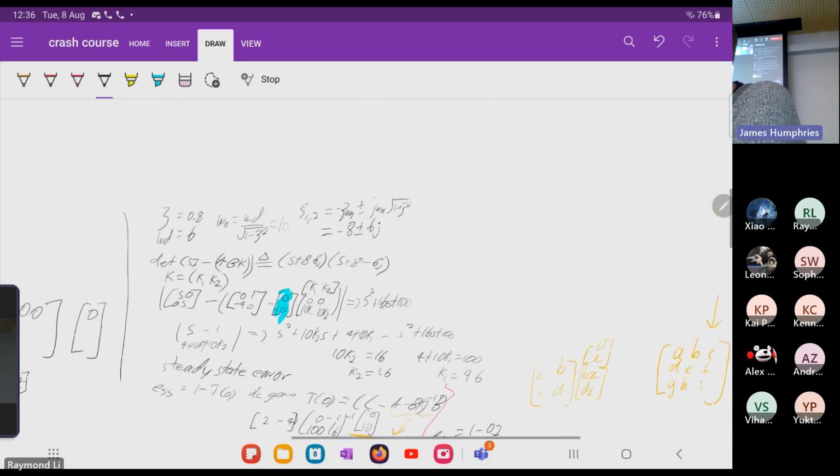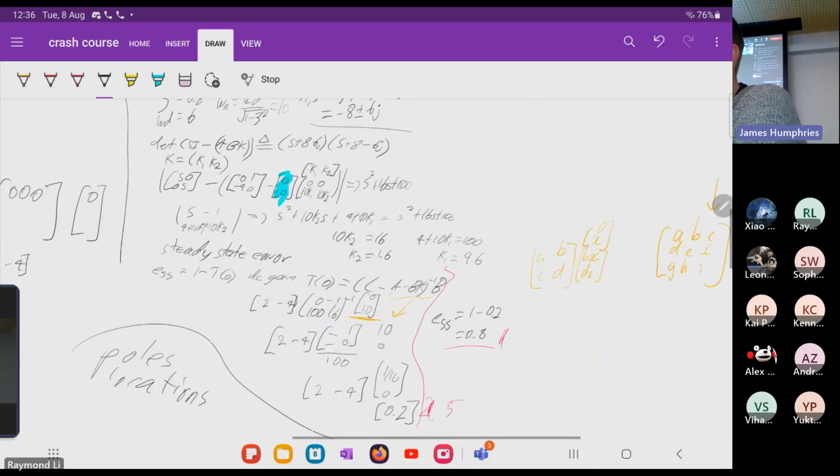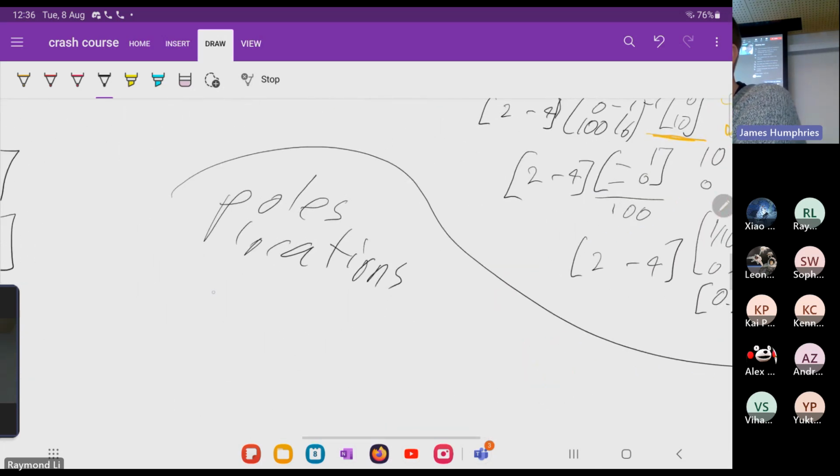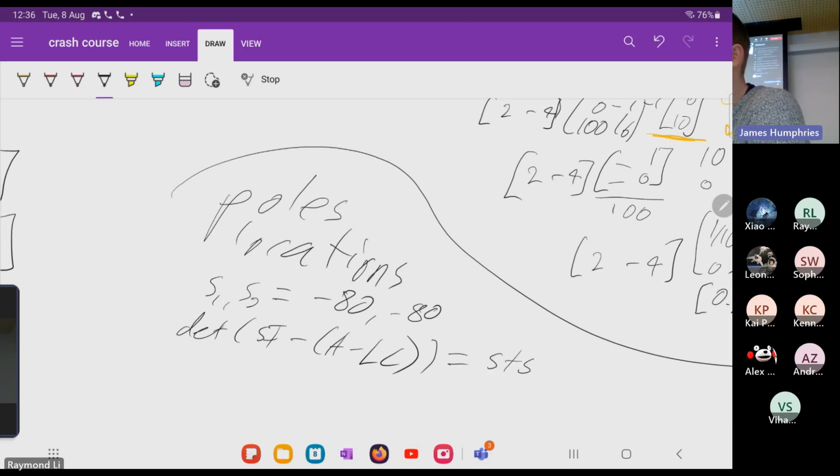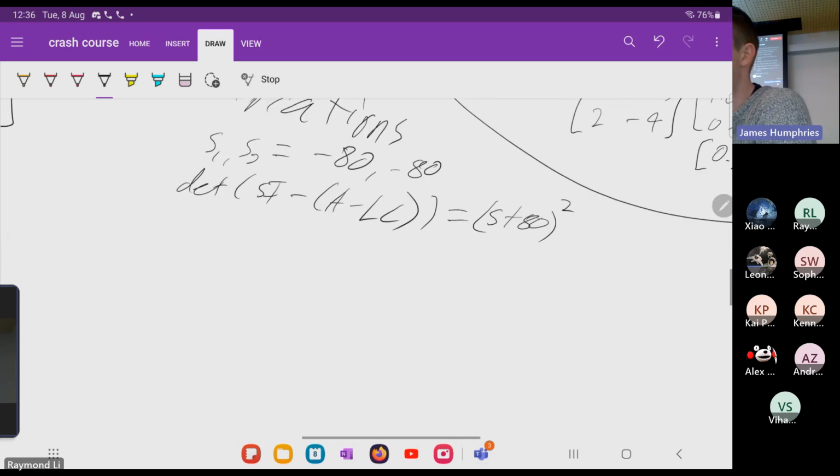Now, somewhere up here we wrote -8. So since we want to be critically damped, we can say S1, S2 is equal to -80. Happy with that? Because it's just 10 times. Cool. And then we just want to do the determinant of SI minus A minus LC, which we know is equal to S plus 80 squared, because we have a double pole there.